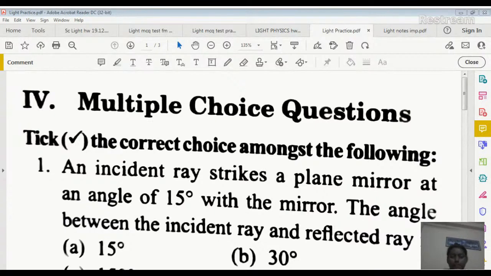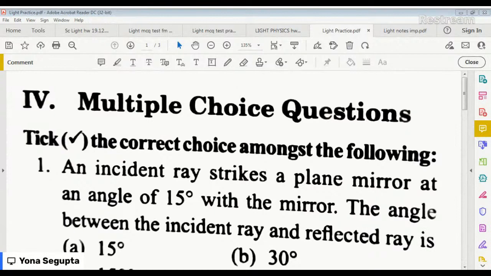Okay, so I will start here. You might have seen that. What's the question? First, read the question. Always first read the questions. So the first question is: an incident ray strikes a plane mirror at an angle of 15 degrees with the mirror. So what is the angle between the incident ray and the reflected ray? We want to know that.